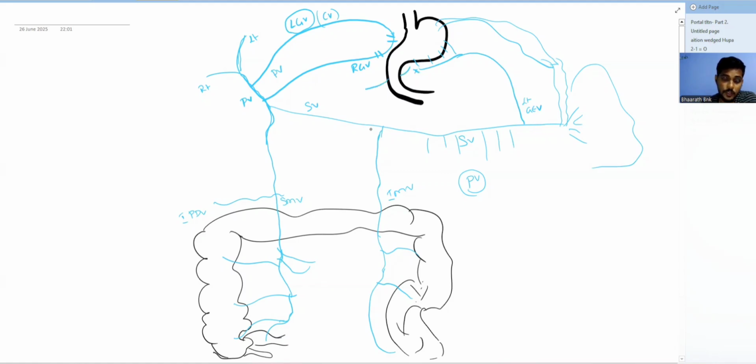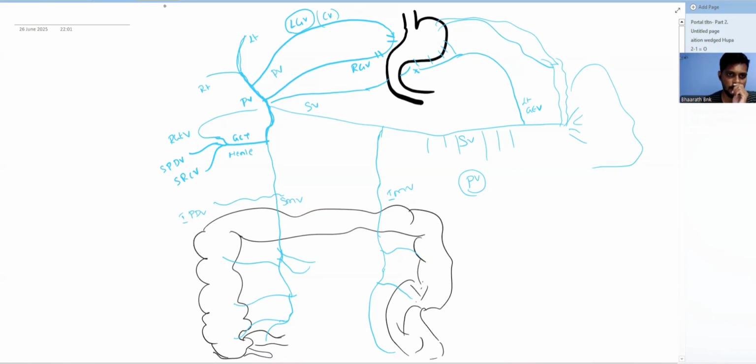And then it anastomoses with the right gastroepiploic vein. This right gastroepiploic vein does not drain into the splenic vein. This comes all the way here, and this right gastroepiploic vein, superior pancreaticoduodenal vein, and superior right colic vein. Right, so the superior pancreaticoduodenal vein, superior right colic vein, and right gastroepiploic vein together form what is called the gastrocolic trunk of Henle. And this gastrocolic trunk of Henle drains into the superior mesenteric vein, right? So this is what we discussed yesterday.